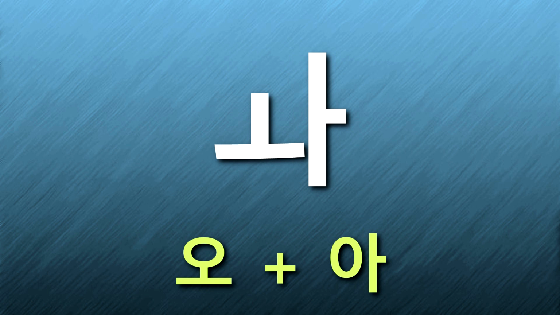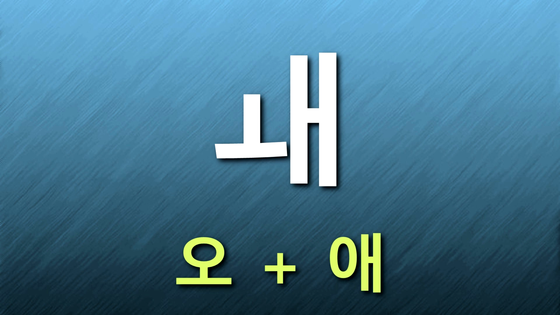This one is a combination of the sounds o and a as we learned. O-a, o-a. It's pronounced wa, wa. This one is a combination of the sounds o and e. Oe, oe. It's pronounced we, we.